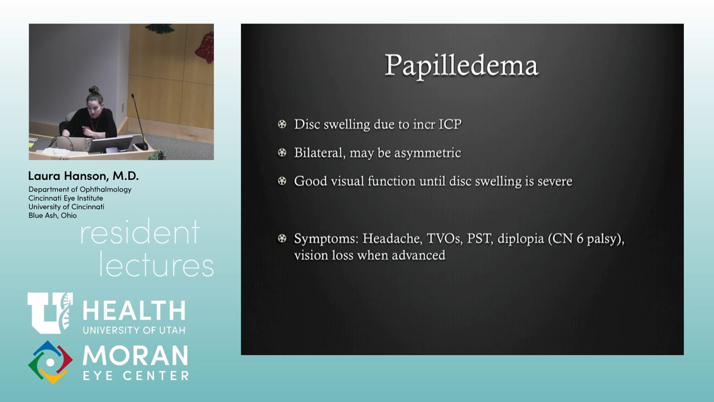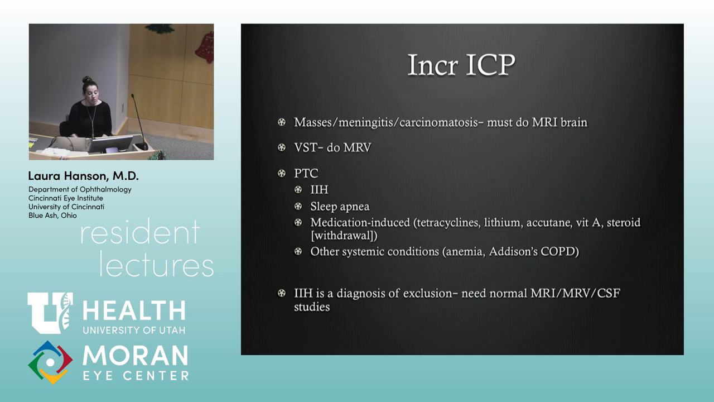So, the causes of increased intracranial pressure and the workup that you do if you're suspecting that: you have to do the MRI brain because you can have increased intracranial pressure with a big tumor or meningitis or meningeal carcinomatosis. You have to do the MRV to rule out venous sinus thrombosis, especially if they're telling you a picture about a woman on oral contraceptives.